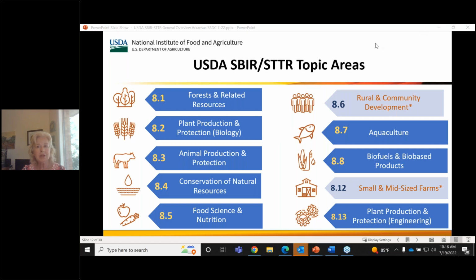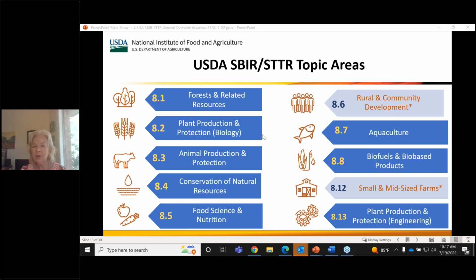And these are our topic areas for USDA SBIR, STTR. We have 10 topic areas, and these topic areas are broad, and they're purposely broad in order to cast a wide net so that we can capture innovations. We can't anticipate what kind of innovations are out there, so that's why we keep them broad and open.